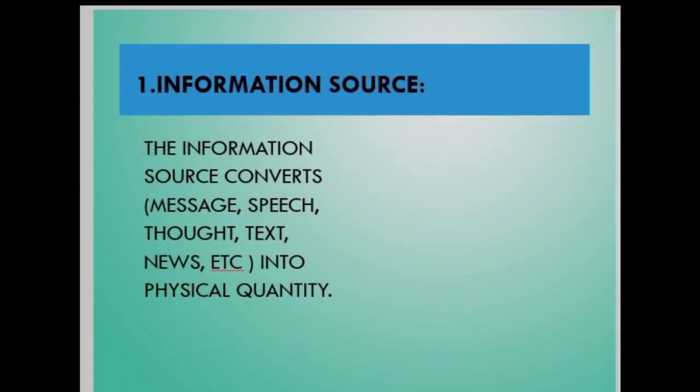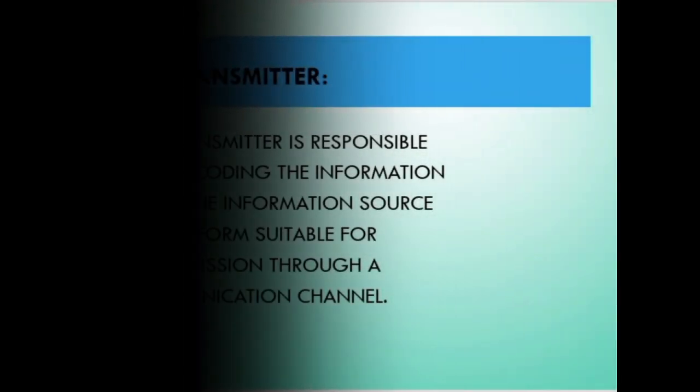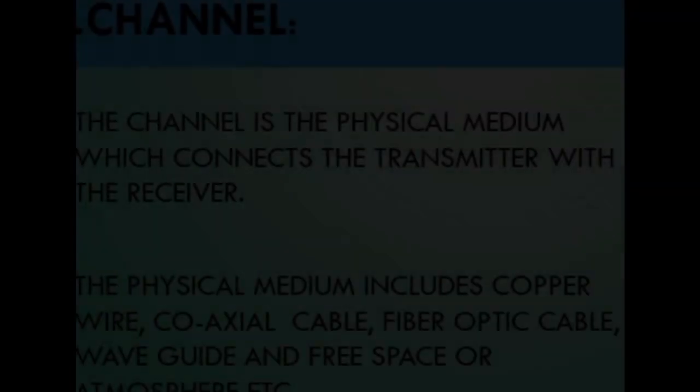First one is information source. The information source converts message, speech, thoughts, text, news, etc. into a physical quantity. Second is transmitter. The transmitter is responsible for encoding the information from the information source into a form suitable for transmission through a communication channel.